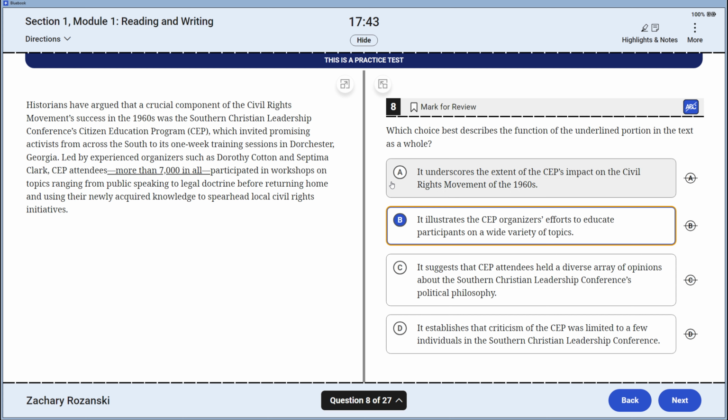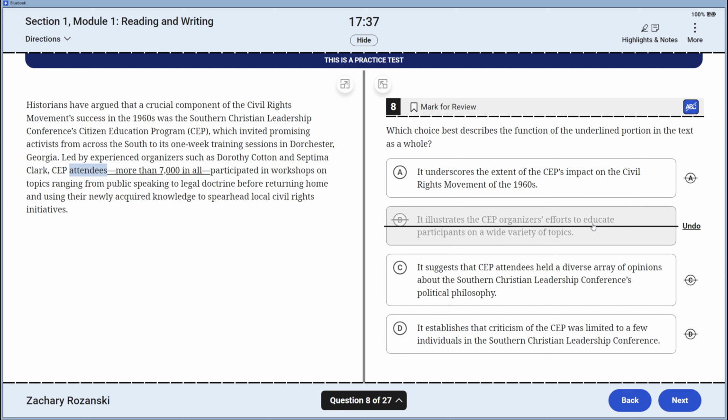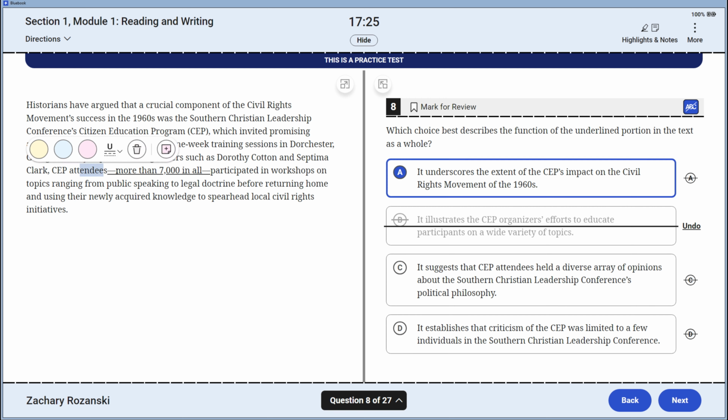So I'm going to dip into the surrounding text to see if it's people or topics. Led by experience. No, we're defining attendees. So not topics, but attendees. And that supports what I thought was true about A. It suggests the attendees held a diverse array of opinions about the conference's political. No. This attendees, the more than 7,000 in all, is just telling me that there's a lot of them. The impact, a lot of them.